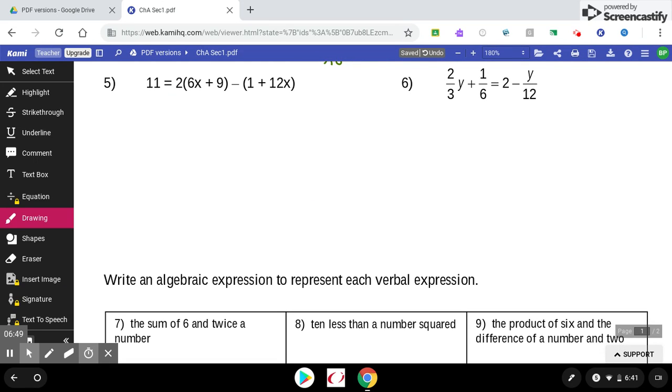So a lot going on in this number 5 problem. But again, a little distributive property here is going to give me a 12x. A little distributive property here is going to give me an 18. All right, now this next part drives me insane. People get this wrong all the time. I am subtracting some stuff. Usually everybody gets this right. Yeah, I know I'm going to subtract a 1.